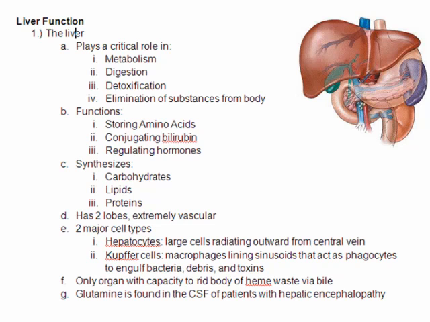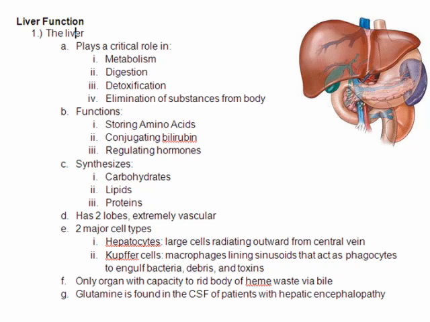A couple different types of cells, hepatocytes and Kupffer cells, are involved within the liver and work to help that liver out. It is the only organ with the capacity to get rid of heme waste via bile. And just a little interesting tidbit that I threw on this slide is that glutamine is found in the spinal fluid of patients with hepatic encephalopathy as well.